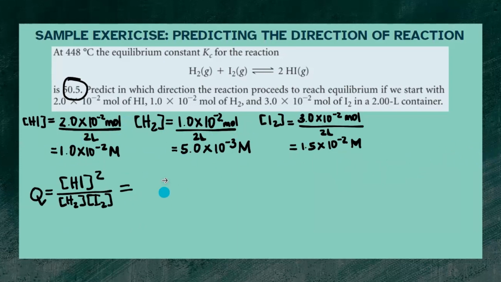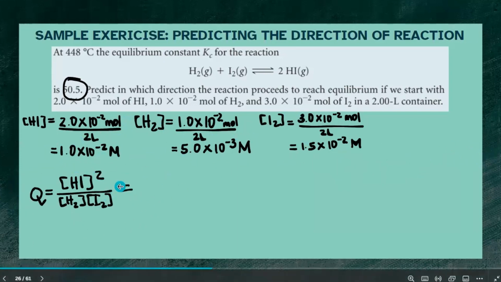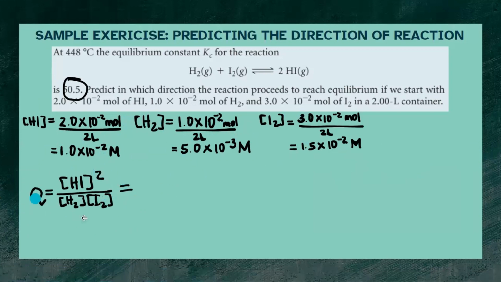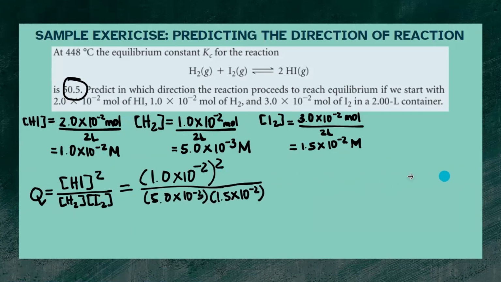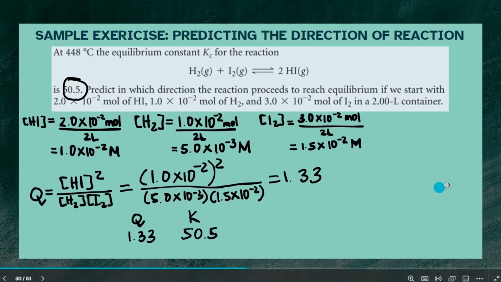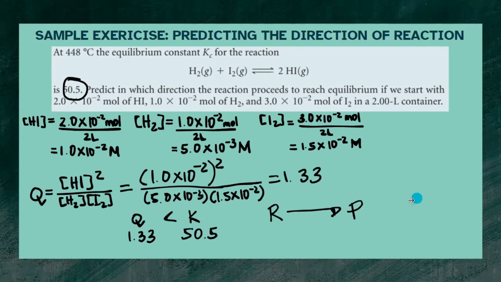Then we just have to plug in these values in this formula to determine Q. Now the value for HI is raised to 2, then the value for hydrogen, then iodine. So what we will be getting is 1.33, which, when you compare to K, we can see that Q is less than K. So the reaction will proceed from the reactants towards the products. So the reaction will shift from left to right.